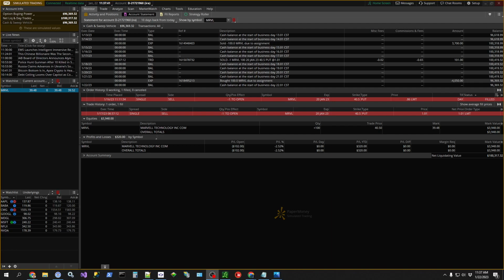Here we are in our Ameritrade paper trading account, where we are running the wheel strategy on Marvell, symbol MRVL. On January 16th we had sold a cash secured put at a strike price of $40.50, and it looks like we got $86 for that. So what we need to do is go over to the website and record that.